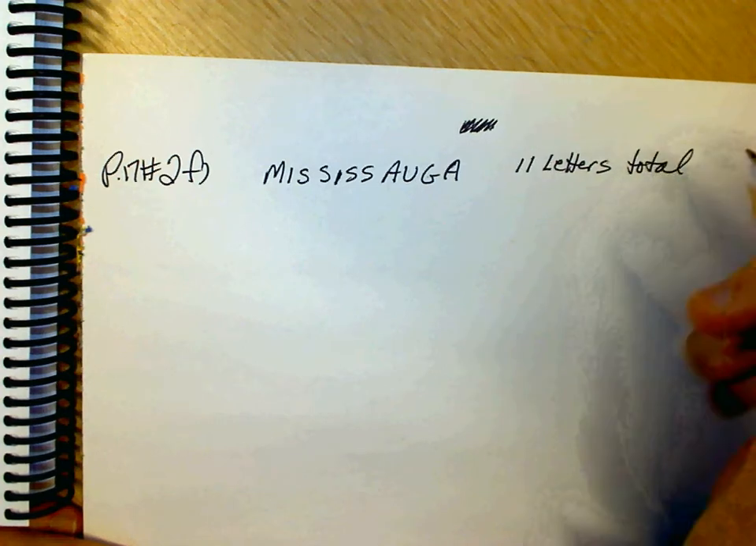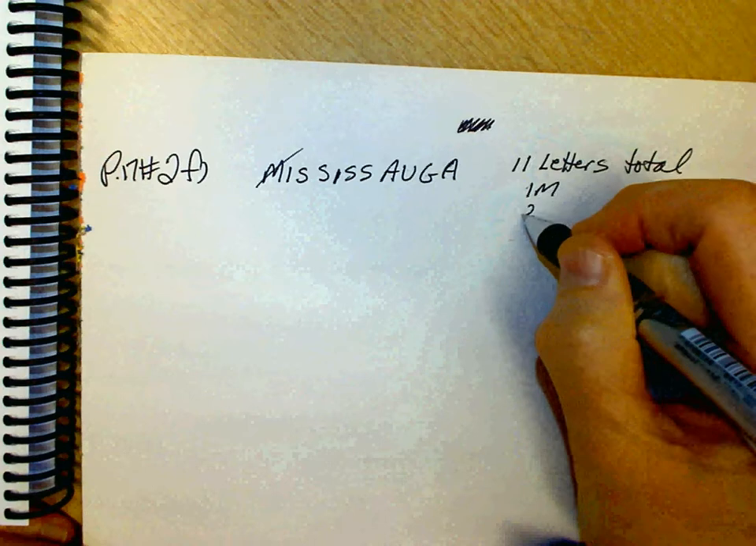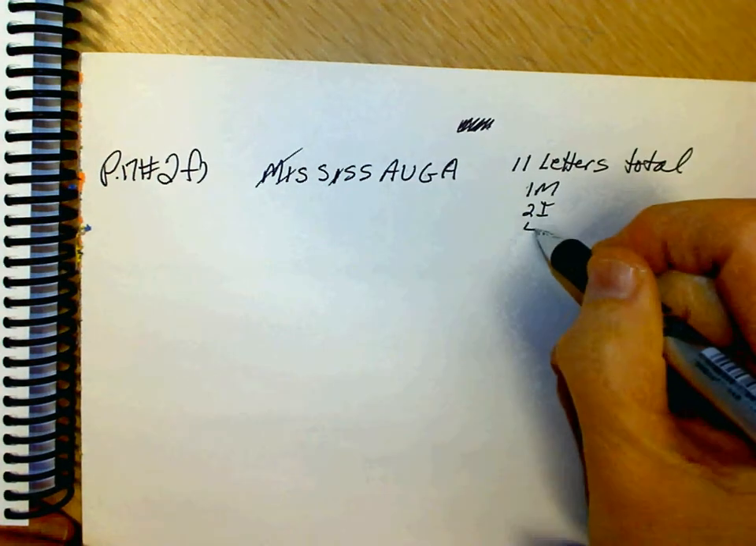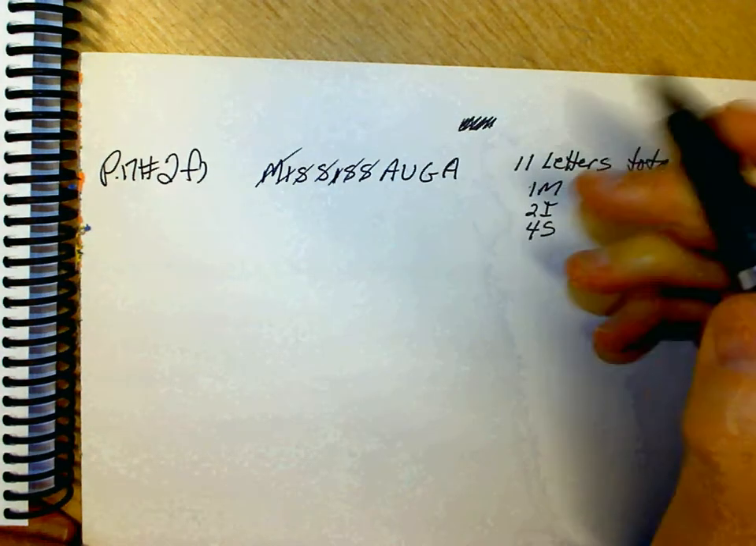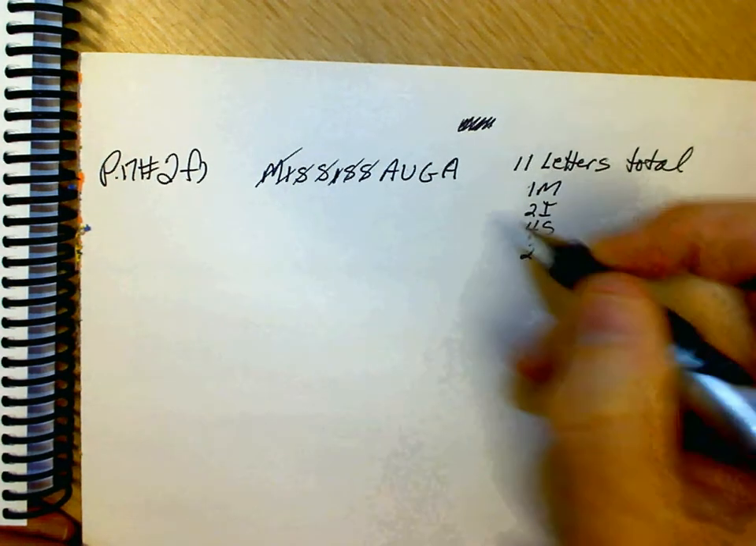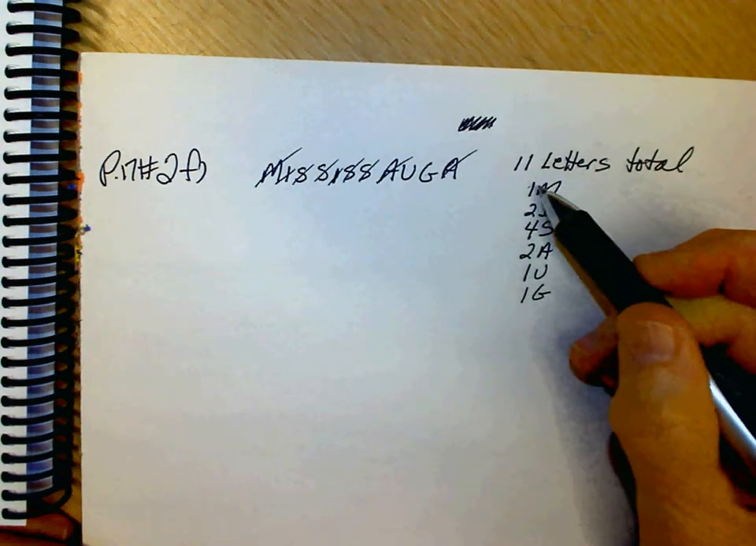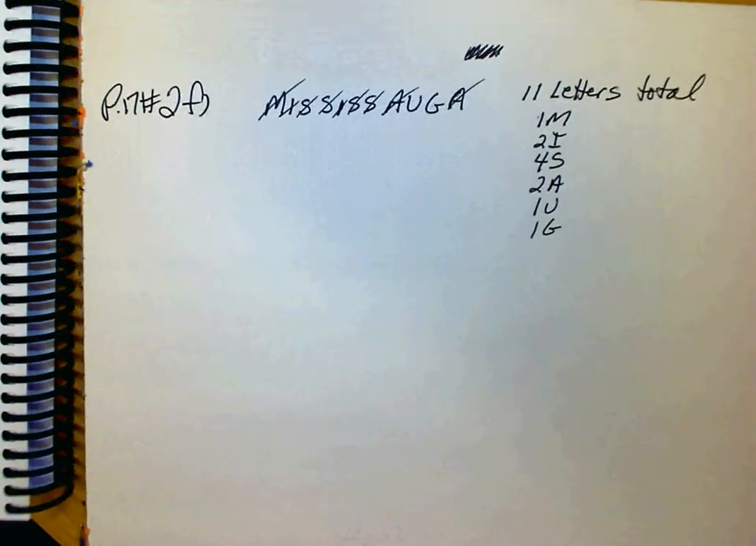Okay. Now we have one M. We have two I's. We have four S's, so I've accounted for that. Two A's, one U, one G. So that's 3, 7, 8, 9, 10, 11. So all my letters are accounted for.